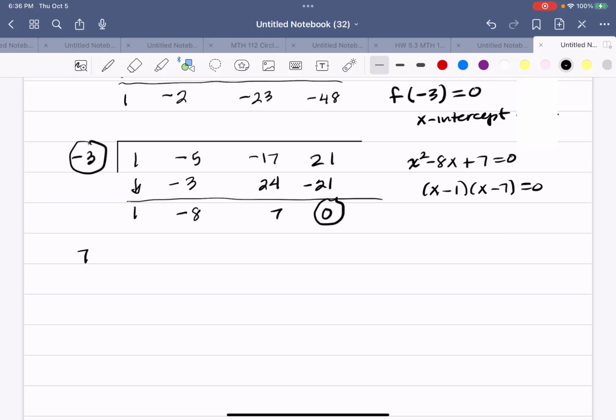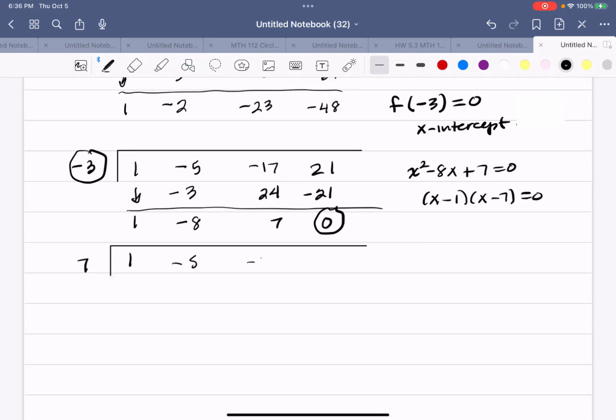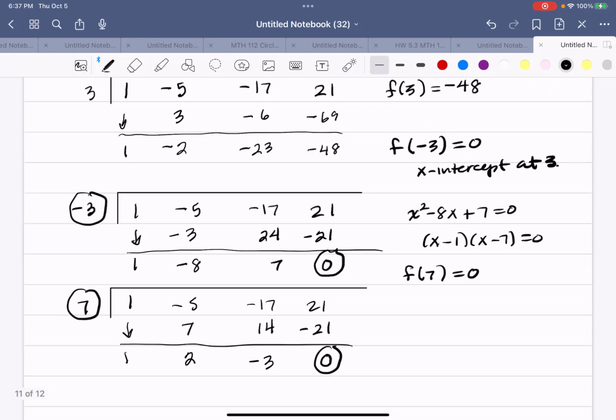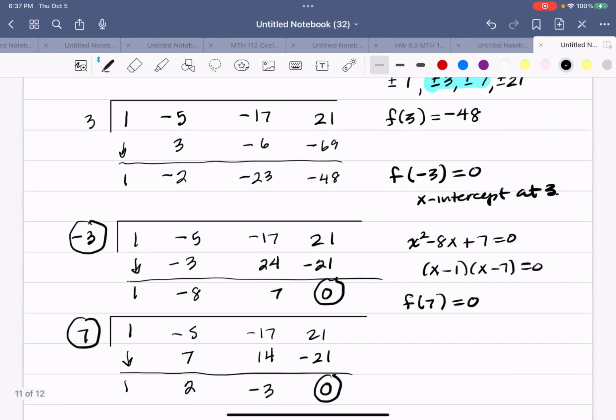Let's try the 7. So 1, negative 5, negative 17, and 21. We drop the 1. Multiply 7 times 1 is 7. Add, we get 2. Multiply 7 times 2 is 14. Add, we get negative 3. Multiply 7 times negative 3, we get negative 21. Add, we get 0 again. That means 7 is a zero, and f of 7 is 0. I've reduced this down to a square in both of these cases.